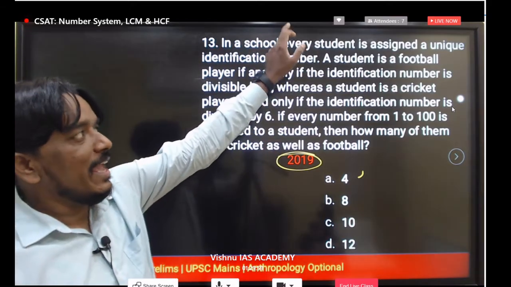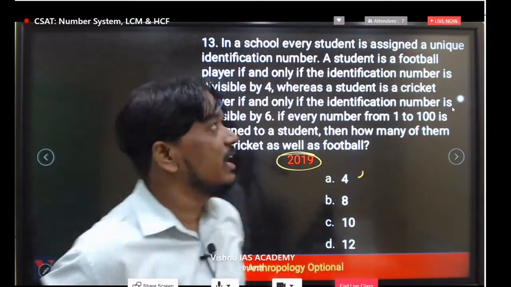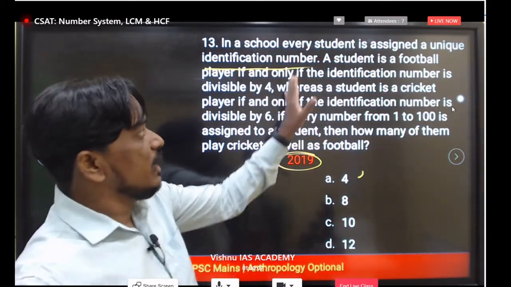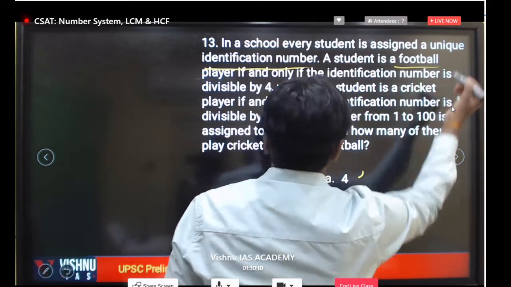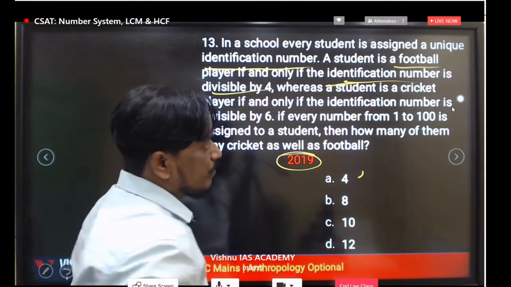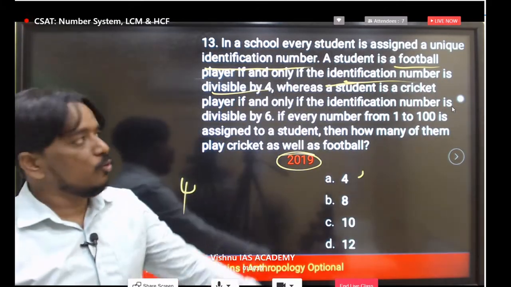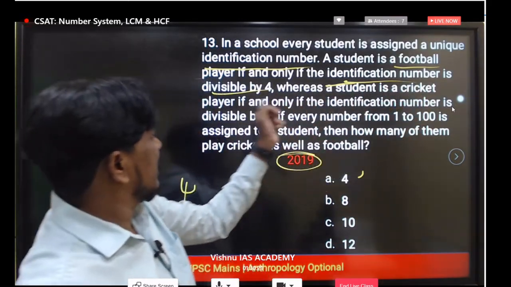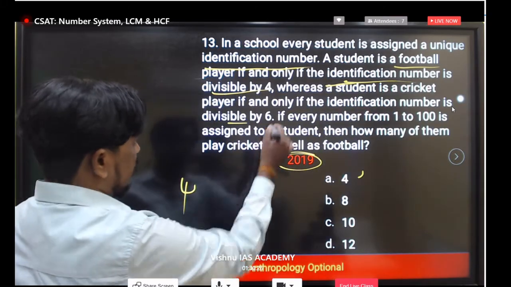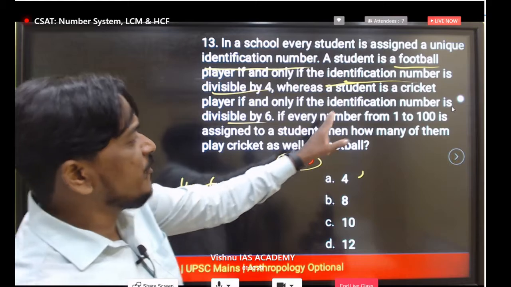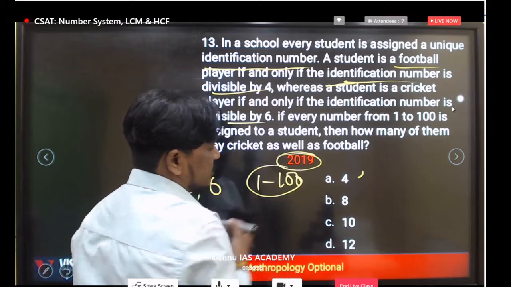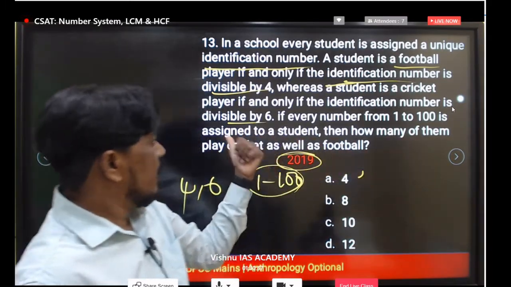In a school, every student is assigned a unique identification number. Every student is identified with a unique number. A student is a football player if and only if the identification number is divisible by 4. Clear? It is divisible by 4. Whereas a student is a cricket player if and only if the identification number is divisible by 6. And every number is only from 1 to 100, whatever numbers we are assigning as identification to the students.